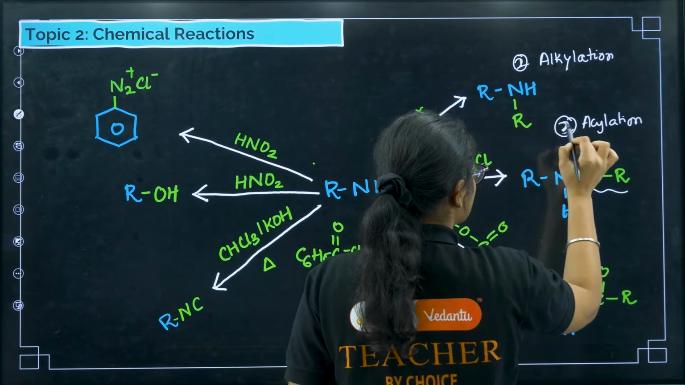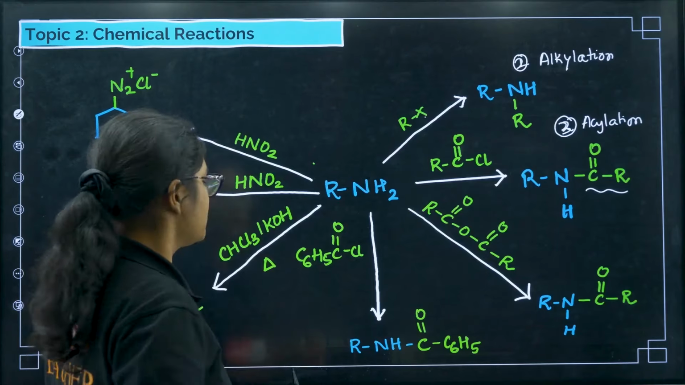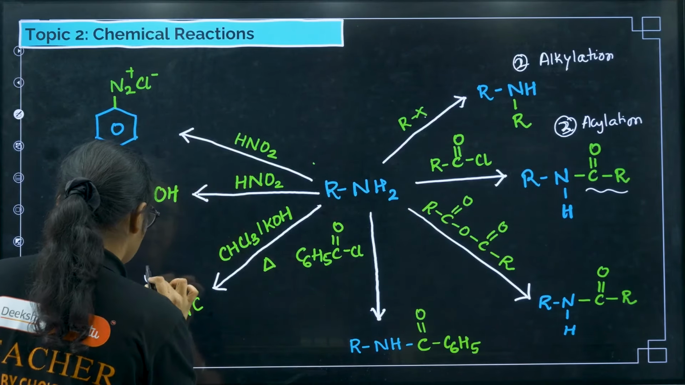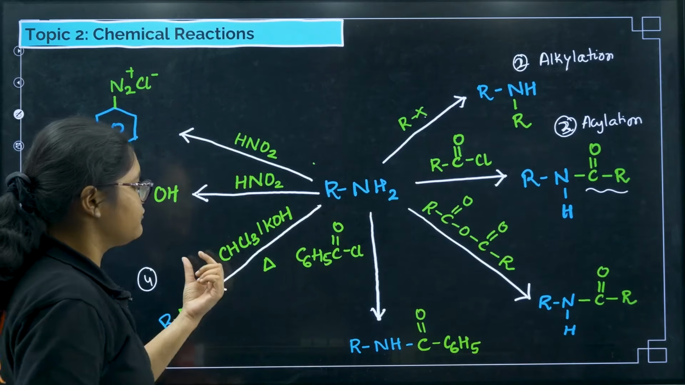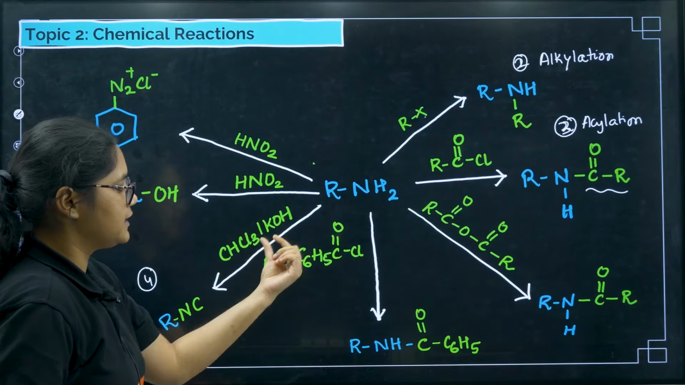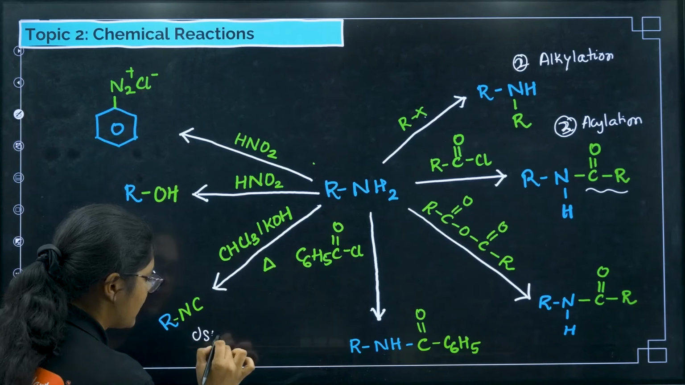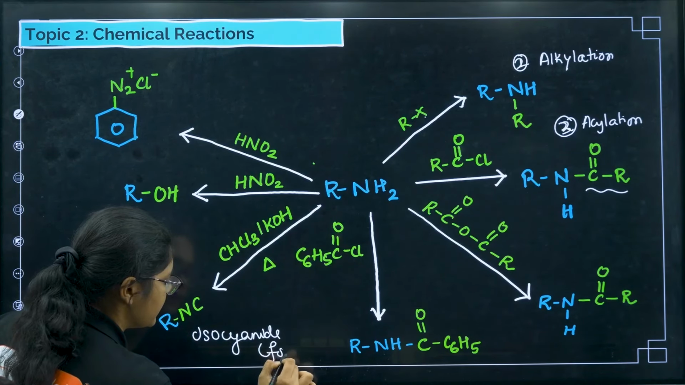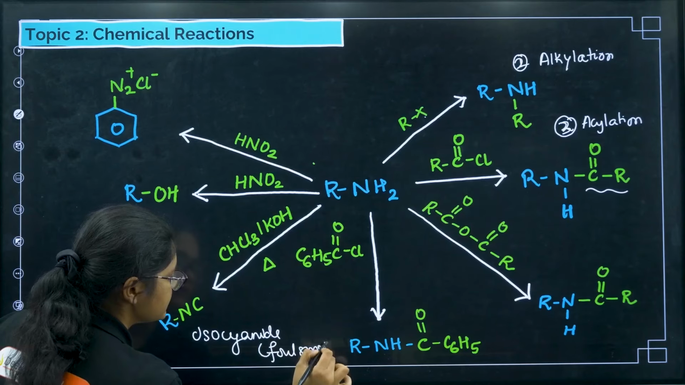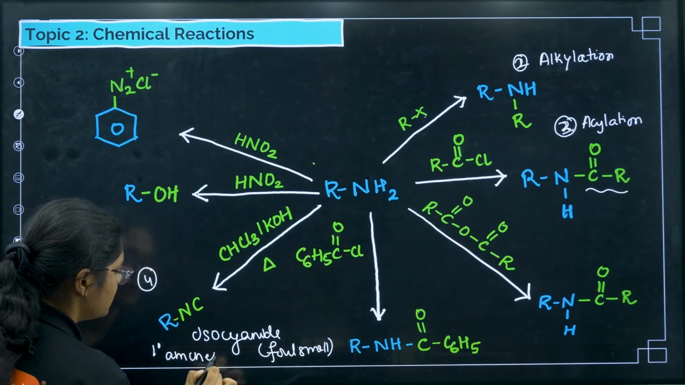Because the first one I wrote was basicity, second was alkylation, third was acylation. Then the fourth one is your carbylamine reaction. You take a primary amine and react it with CHCl3, KOH and heat, and then you get RNC, which is your isocyanide, and it produces a foul smell. This is also an indicator of primary amines.